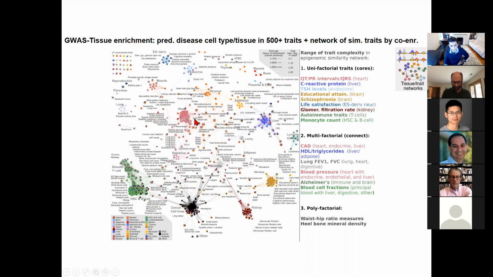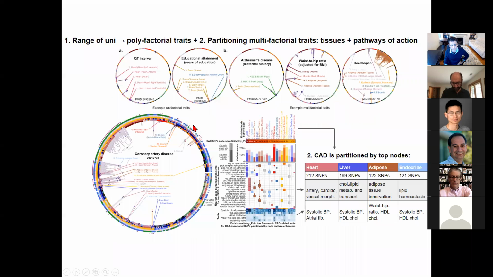But you can also see CAD here, one of the most diverse traits, which is associated in this pie chart with tons of tissues. And we can actually now use EpiMap to start decoupling all of this complexity by partitioning the subset of loci associated with CAD that are overlapping liver enhancers versus coronary artery enhancers. And these are showing different gene ontology enrichment, and these are showing different comorbidities with other tissues.